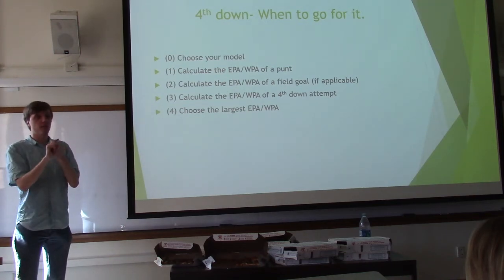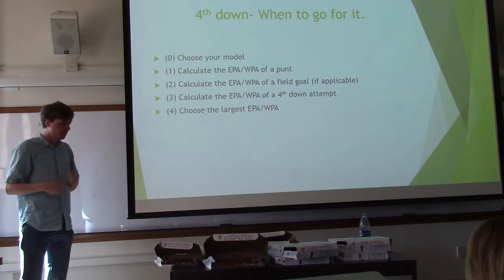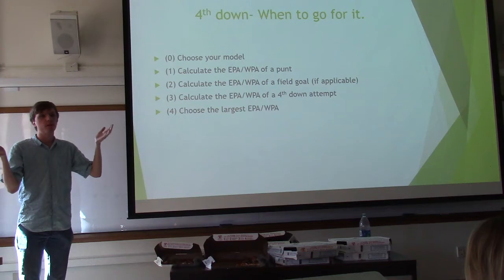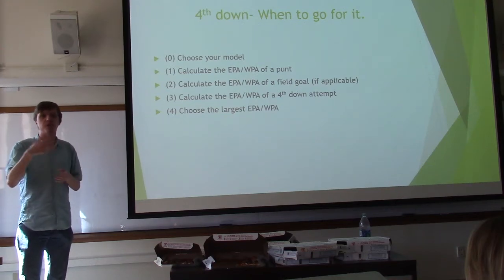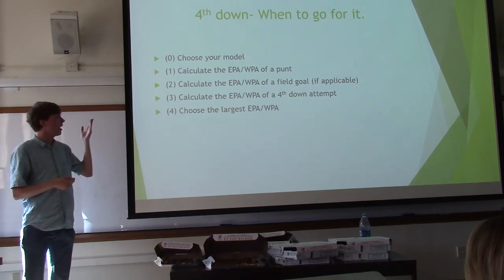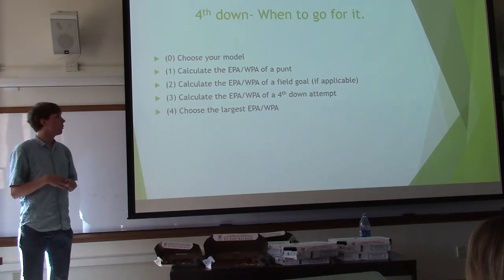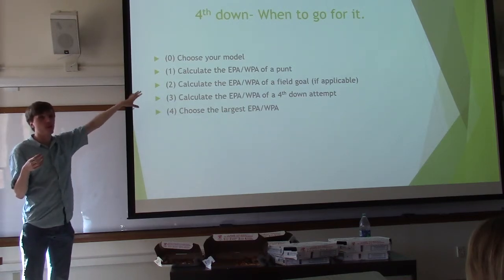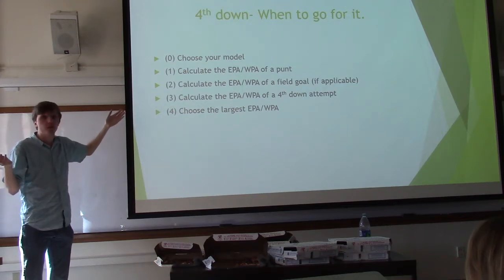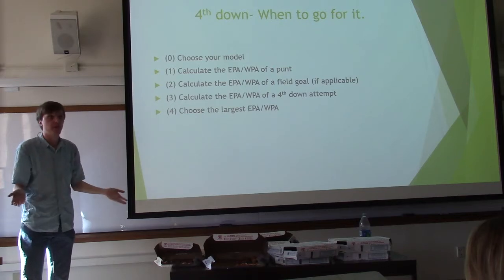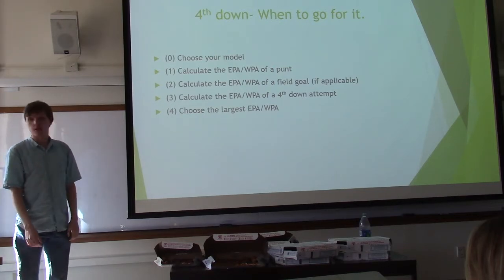Generally speaking, on fourth down, we've got three options. We've got the option for a punt. We've got the option for a field goal. Not always. I mean, technically always, but sometimes it's absurd to try and kick a field goal. And then we have the option to go for it on fourth down. All we have to do is calculate the EPA or the WPA for each of those things, whichever one we've chosen, and then we see which one gives us the best EPA or the best WPA, and that's really all we do. So let's look at an example.